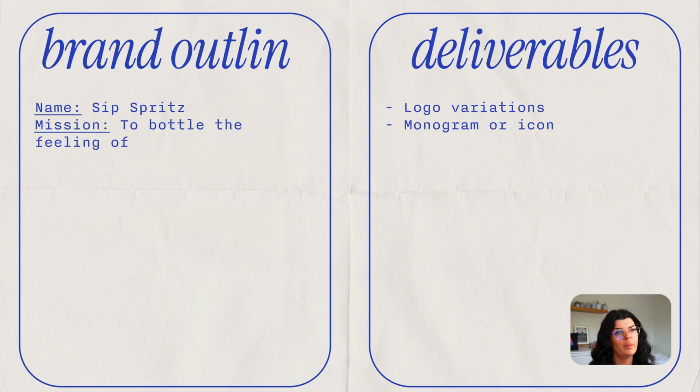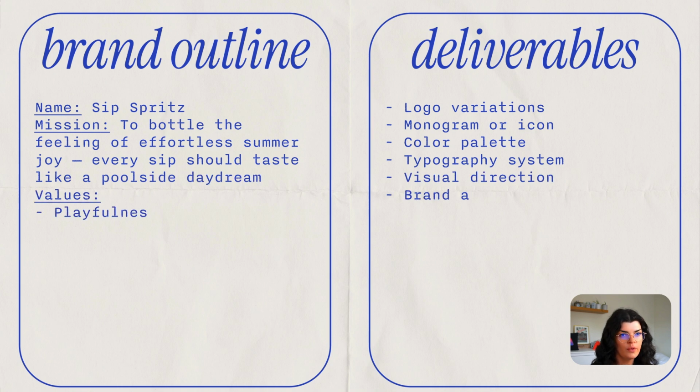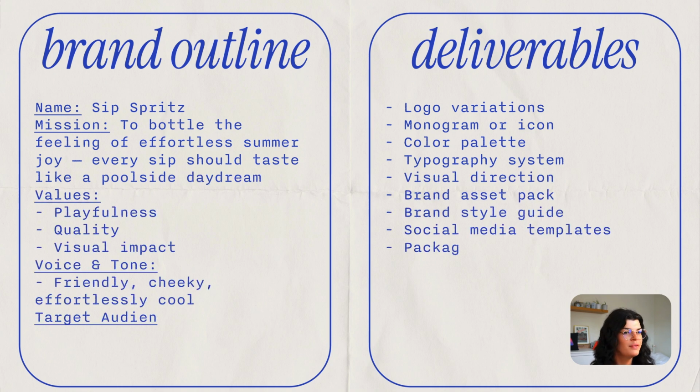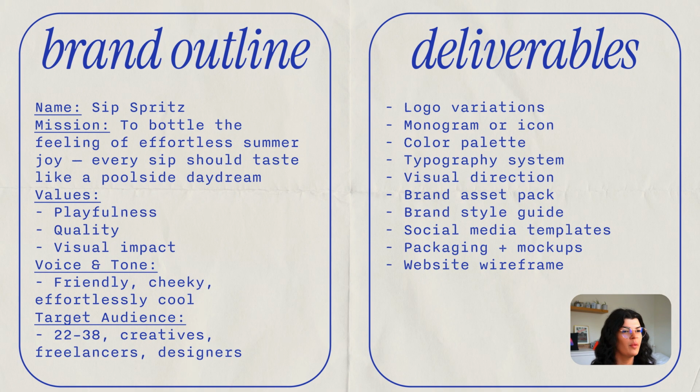So now we know a little bit more about the brand. We've got a project overview, we've got a mission, a vision, values, story, we've got a brand objective, we've got a target audience, brand positioning and deliverables. We can now get into some designing.